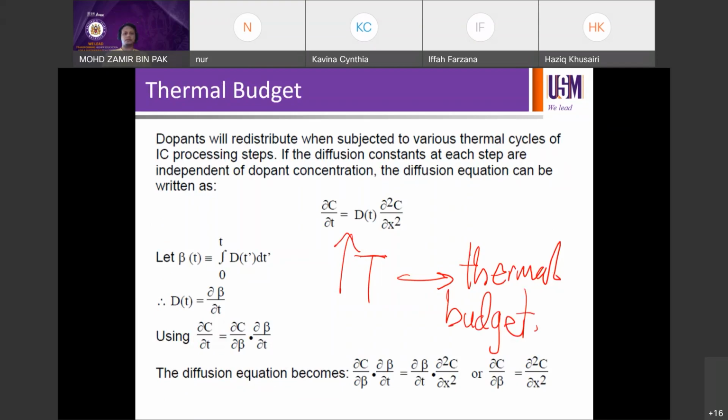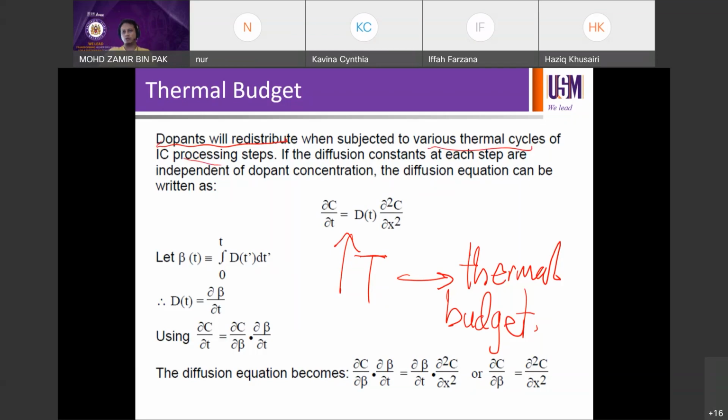Thermal budget is, okay, the high temperature effect on the properties of your profile, on the properties of your oxide, on the properties of whatever. Okay, it's called thermal budget. So in this case, since we are talking about diffusion, which forms the junction depth, the profile, the doping level, dopants will be redistributed. Dopants will be redistributed when subject to various thermal cycles of IC processing steps.